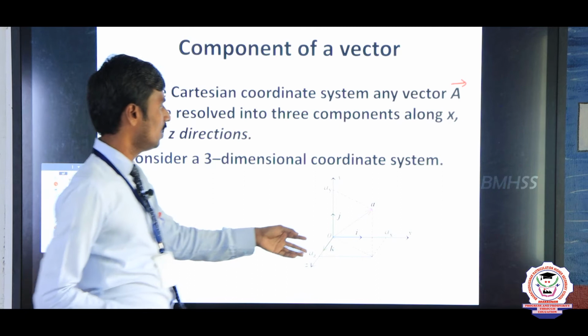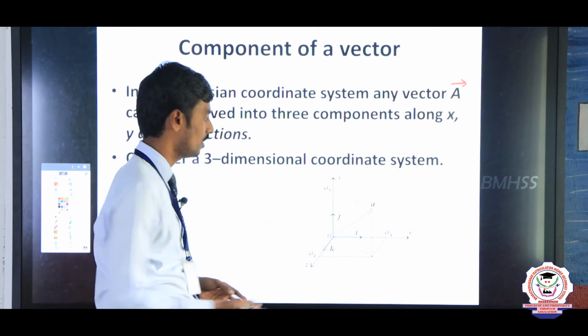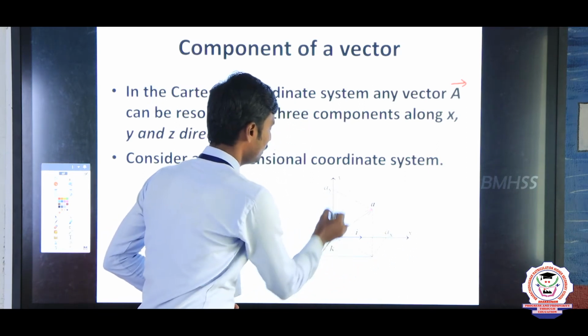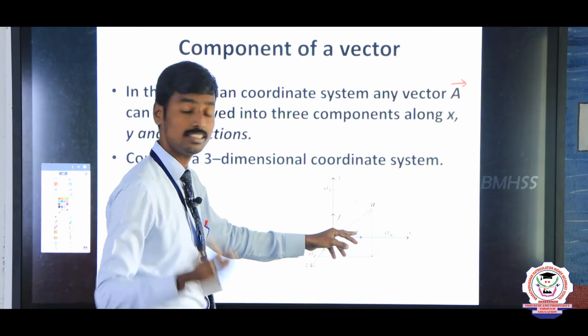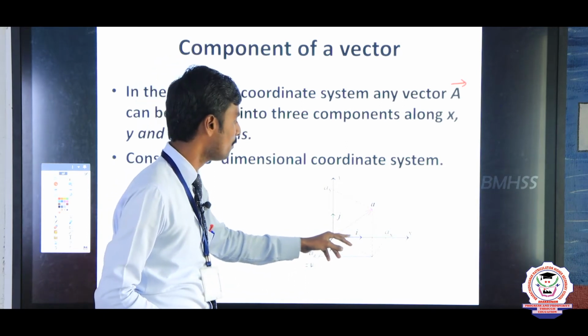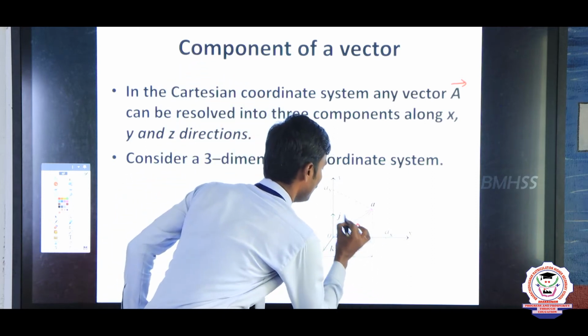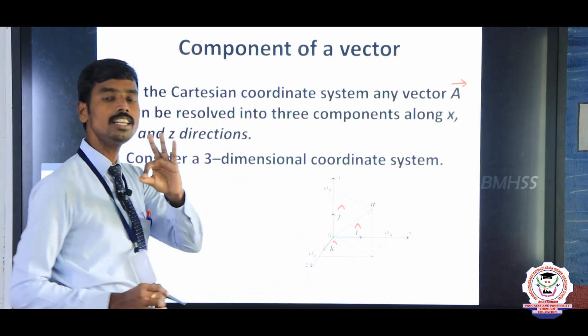See the diagram. This is the three Cartesian coordinate system, or three dimensional coordinate system. This is the vector with components ax, ay and az. It consists of three unit vectors: i cap, j cap, k cap. This one is i cap, here j cap, here k cap. So it consists of three components.